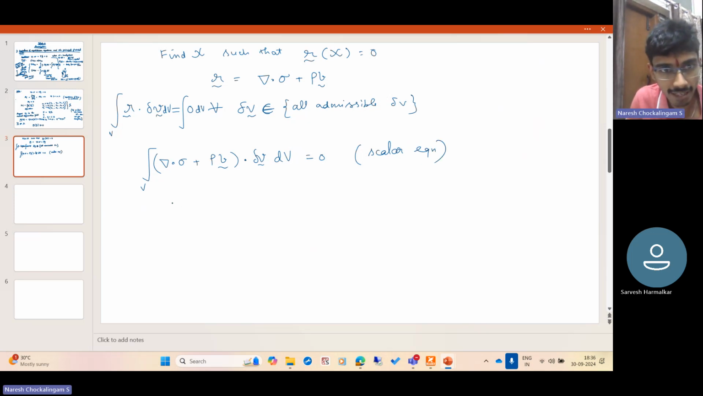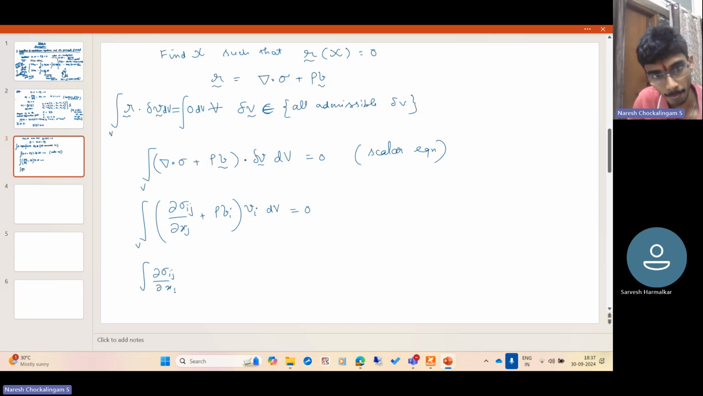Now write this in indicial notation. You have dou sigma ij by dou xj plus rho bi. So this is the ith component of the first vector. Then you have a dot product, so you'll get an ith component of the second vector. So this will be equal to 0. Now, can we simplify this further? Yes. So you can split the two terms. You get integral of dou sigma ij by dou xj vi plus rho bi vi dv is equal to 0.